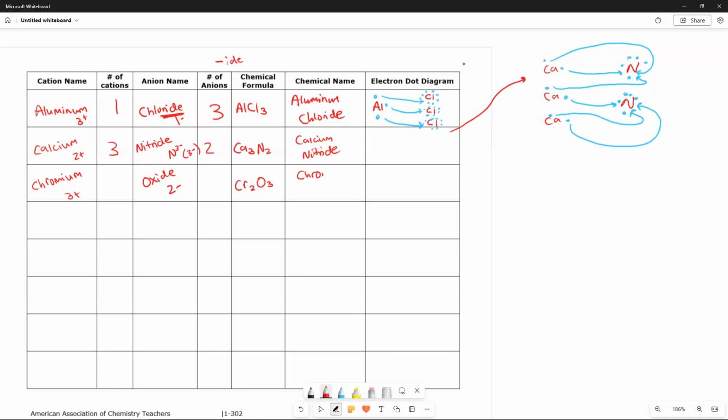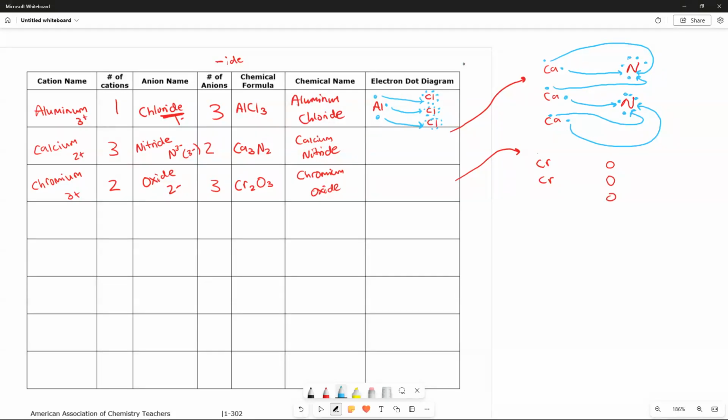Name is chromium oxide. And in our equation, we have 2 of the chromiums and 3 of the oxides. Taking a look at this valence diagram here, we're going to have a Cr here and a Cr here. We have 2, and then we have 3 of the oxygens. Let's draw that here.